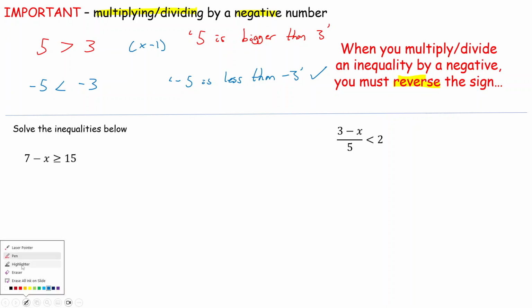So let's go through the first one together. If you want to, you can try these yourself, and then we'll go through them anyway. If not, you can just go through with me. So again, solve the inequalities below. Again, I want to get x on its own with the inequality isolated. So we can begin here.